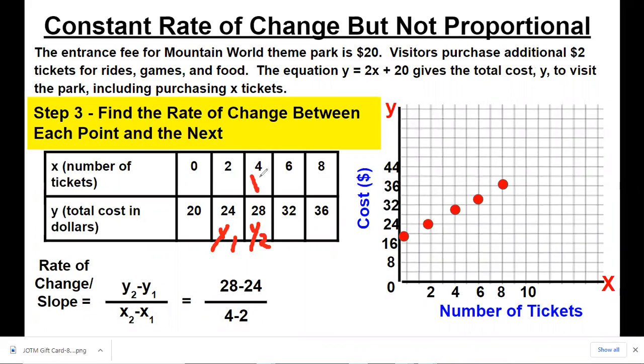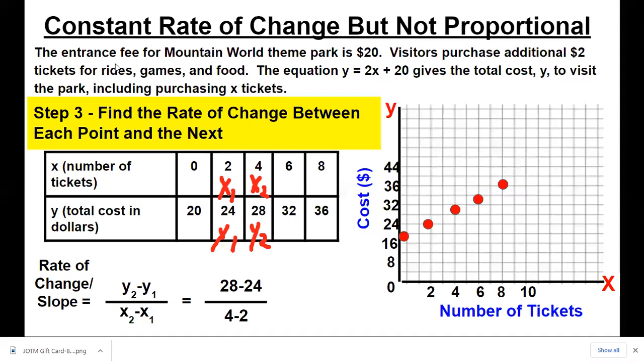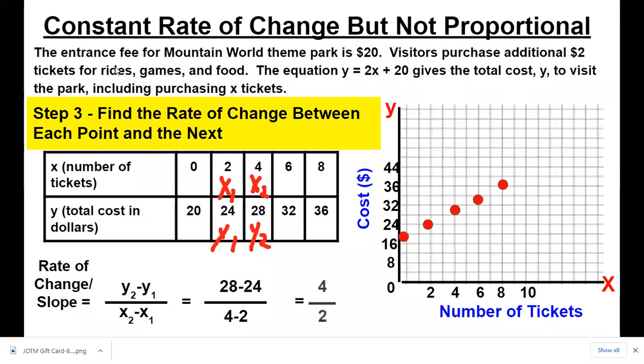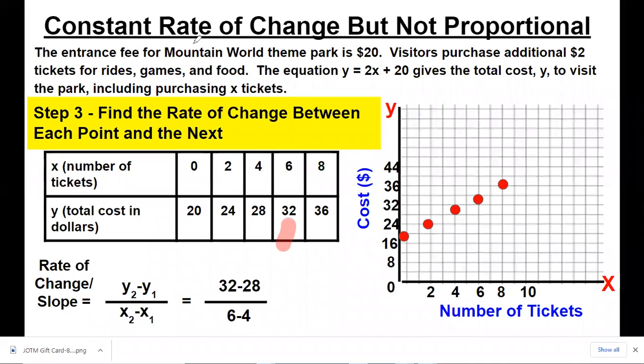This is my new x2. And this is my new x1. Plug those into the formula. Solve, do the math. You get 4 over 2, which equals 2. Do that for the next set of points. So now we're going to do our y2 is going to be 32. Oops, I wanted the skinny one. y2. This is our y1. This is our x2. And this is our x1.